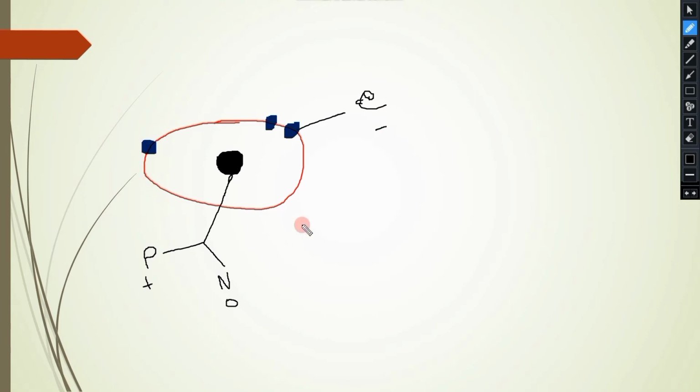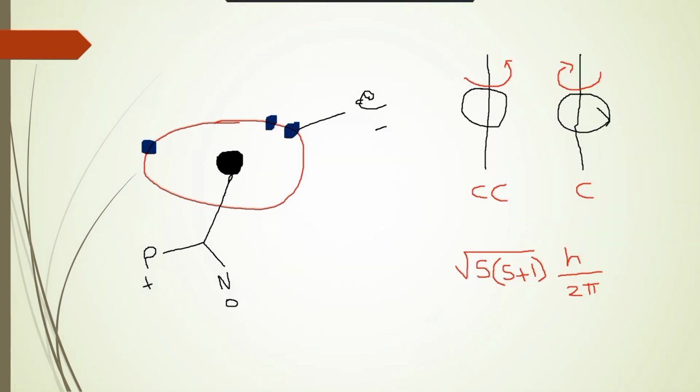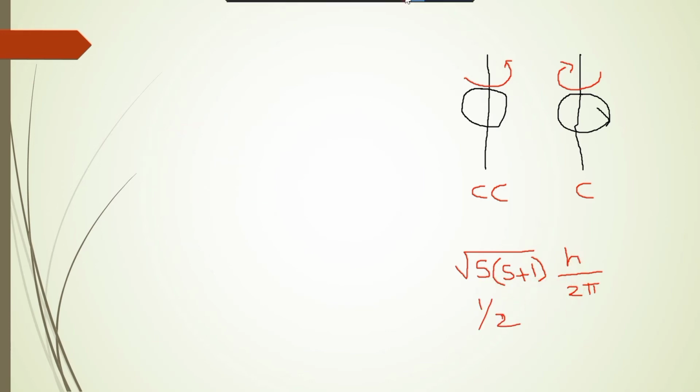So it's similar to Earth, which rotates around itself, and also revolves around the sun. In a similar manner, electrons also have their own spin, and they also revolve around the nucleus. Let us consider electron spin. One is in clockwise direction and another is in anti-clockwise direction. So this spinning electron has angular momentum, which is given by under root of s into s plus 1 h by 2 pi. S is nothing.